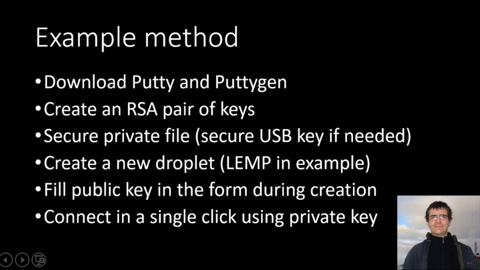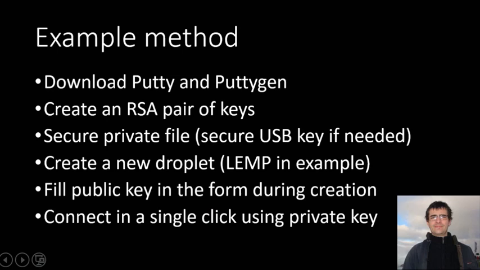First, you need to download PuTTY and PuTTYgen, as we are going to see. Then you need to create a pair of keys, a private and public key, which are ciphered by RSA algorithm. Then you need to secure the private file. You can keep it on your PC. I would recommend to use a secure USB key to secure the private key, so that you can connect to your droplet even if you are going outside and moving from your house.